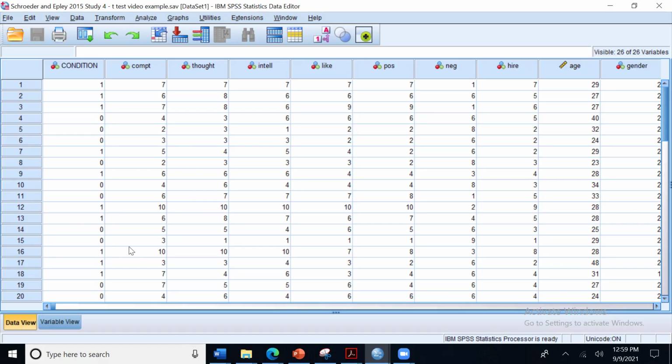So this is what the data looks like in SPSS. And of course, this is a bigger data set than you're working with for this lab, but just keep in mind that most of the time data sets are much bigger than what you're working with currently, and your data set at the end of the semester will be bigger. So condition here is coded as 1 or 0.